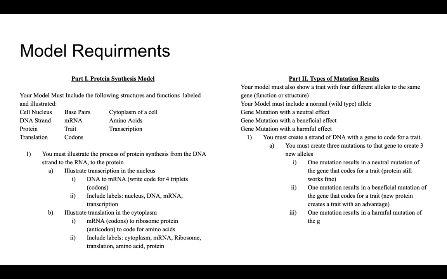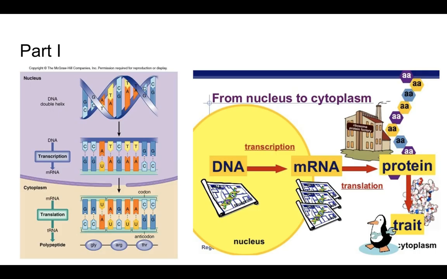So you have to have one that's beneficial, meaning that it survives better in the environment, one that's neutral, survives the same in the environment, and another allele that causes harm, that it survives worse in the environment. So you will illustrate this by changing the code and showing and drawing the different traits.